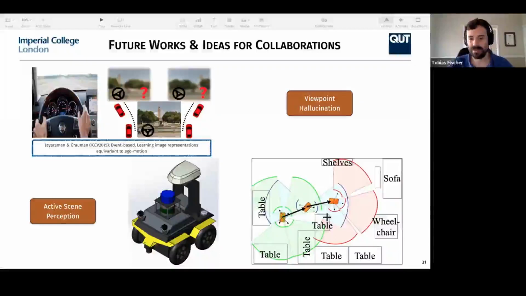In the bottom right, you see this kind of scene exploration. What have you seen before, and what would you observe if you move to a new place? Again, we are hoping that this will provide us with a means of increasing the visual place recognition performance.